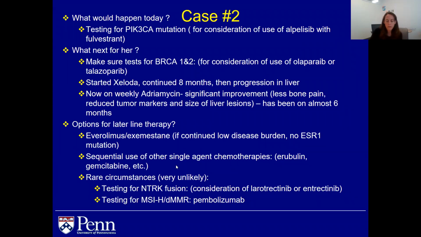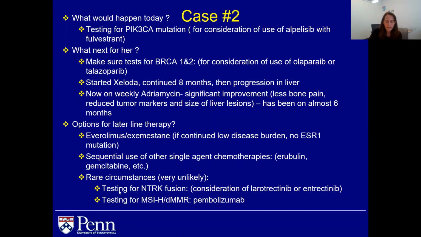Other options would be other single agent chemotherapies, such as eribulin or gemcitabine. And when you're choosing between these single agent chemotherapies, you're always thinking about side effects. You know, does the patient have neuropathy from chemotherapy before? You know, how are the blood counts? So you're choosing your agent at this point more based on side effects, because efficacy is going to be pretty similar once you've been exposed to several chemotherapy drugs.